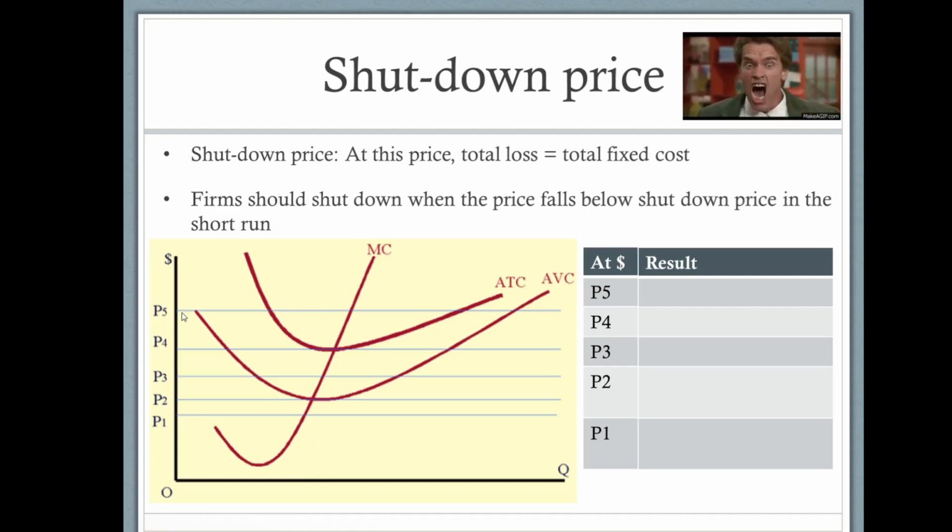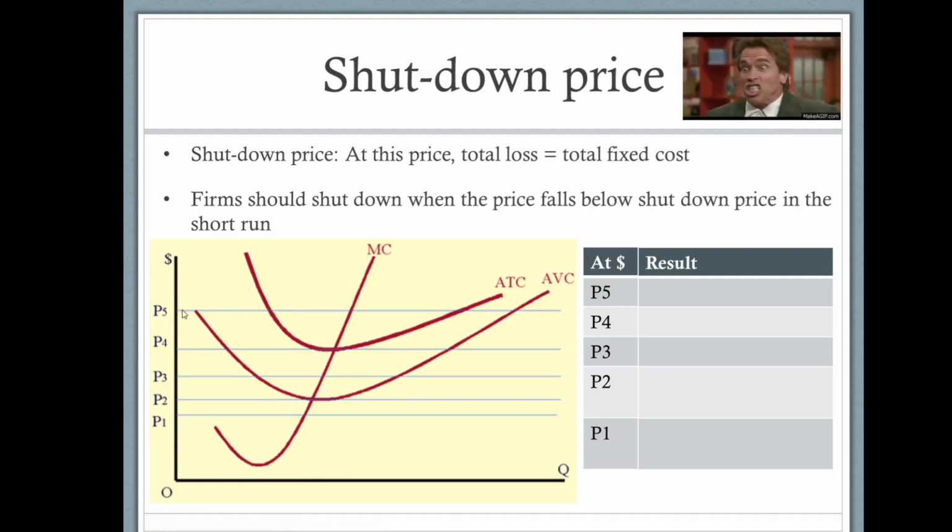Here we have five demand curves. Take a look at this. Let's assume all the costs remain constant. We are just moving the demand curve, or you can say the price curve. So what will happen? Let's talk about P5.